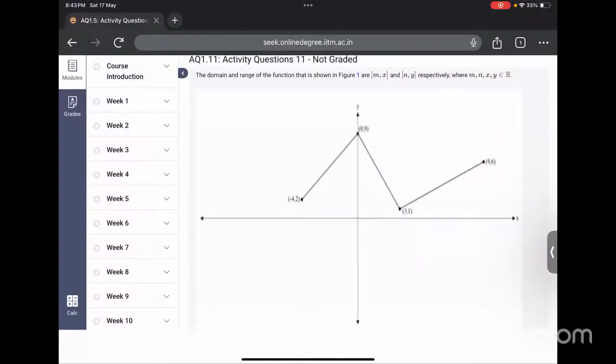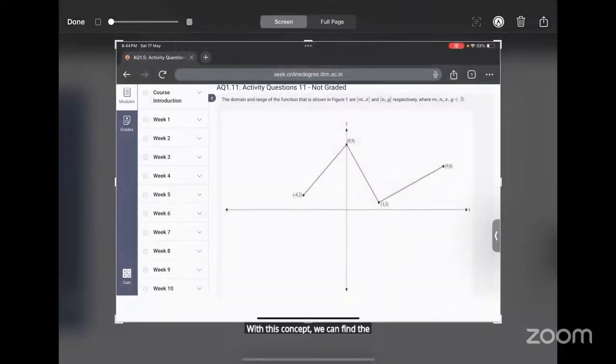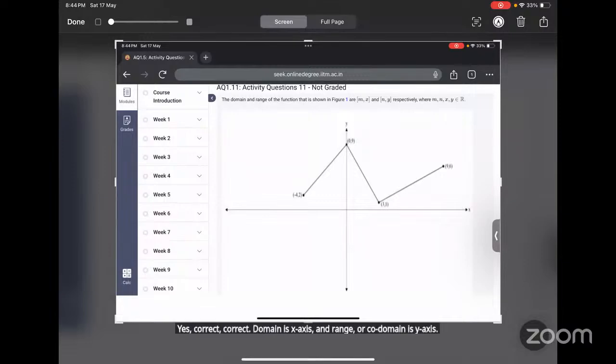So range basically covers the y-axis and domain covers the x-axis. With this concept, we can find the value of m and n. Yes, correct. Domain is the x-axis and range or codomain is the y-axis. And you have the minimum and maximum value, you just have to take this. So what is the domain here? Ma'am, domain ranges from -4 to 9.